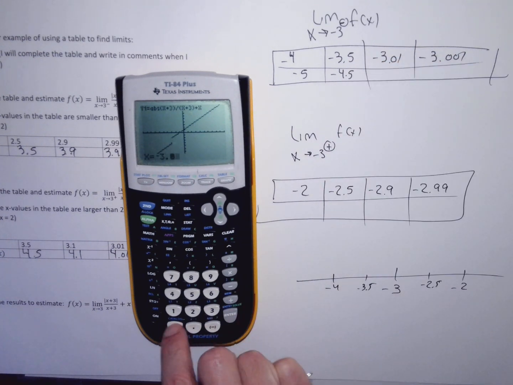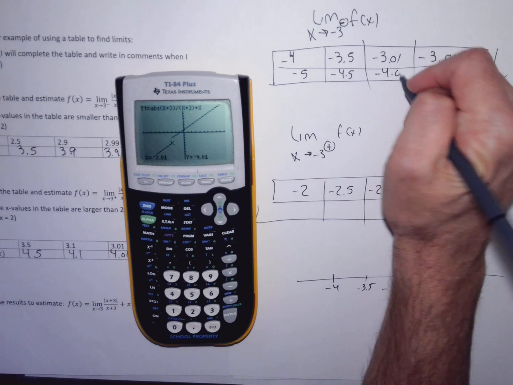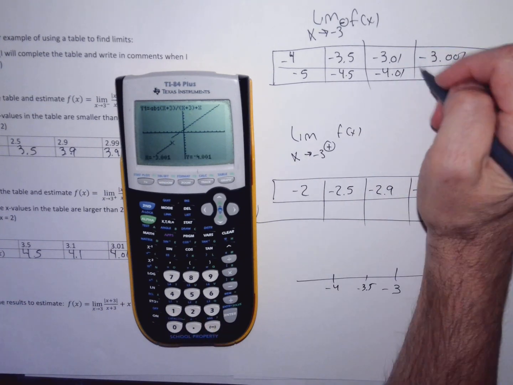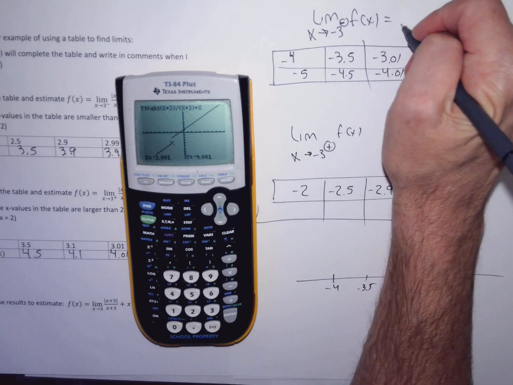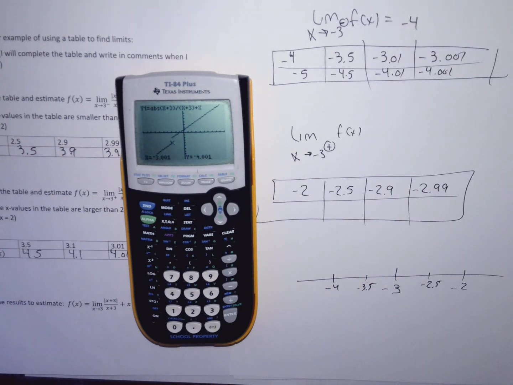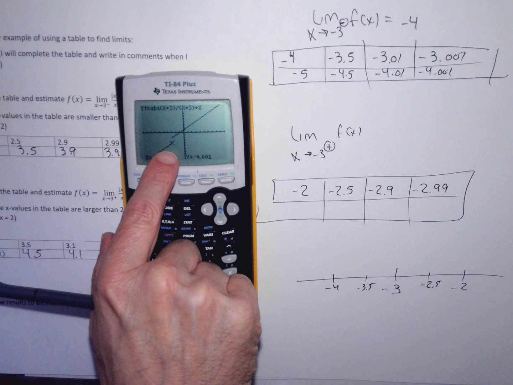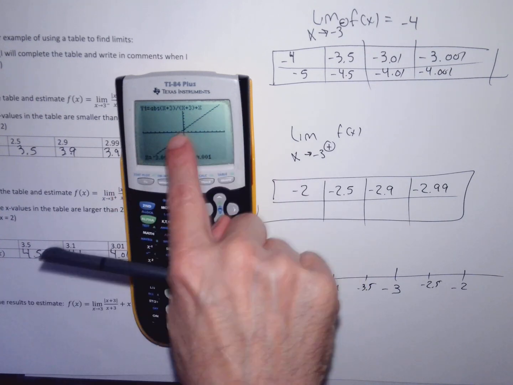Negative 3.01, and I get negative 4.01. And negative 3.001, and I get negative 4.001. So I claim that the left-hand limit is negative 4, because those numbers are definitely getting closer to negative 4. And look on the graph, they're getting closer to the bottom jump in the graph, because they approach from the south side as opposed to the north side.